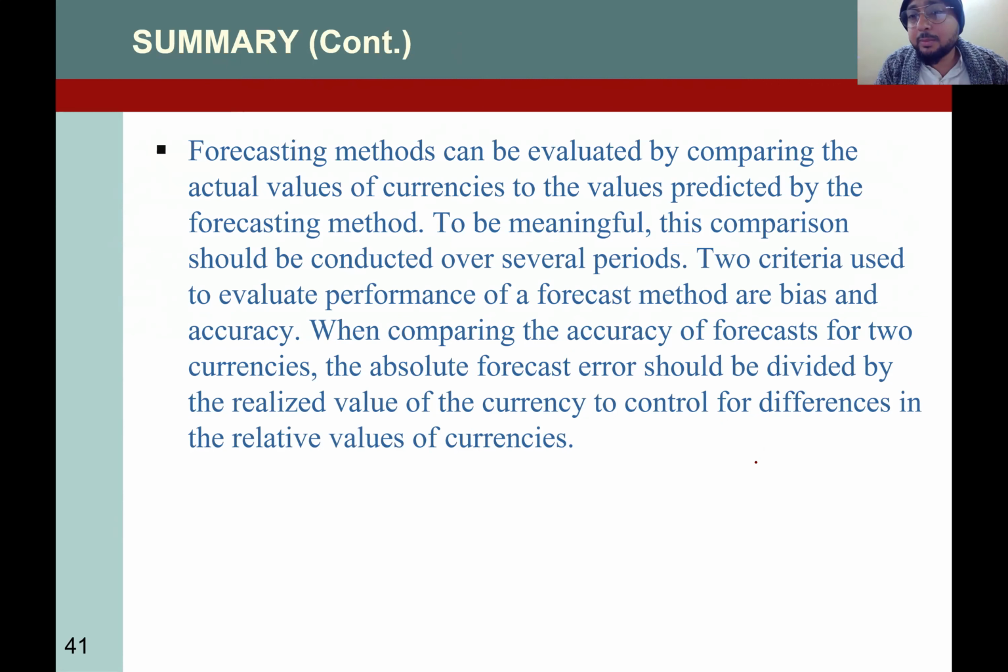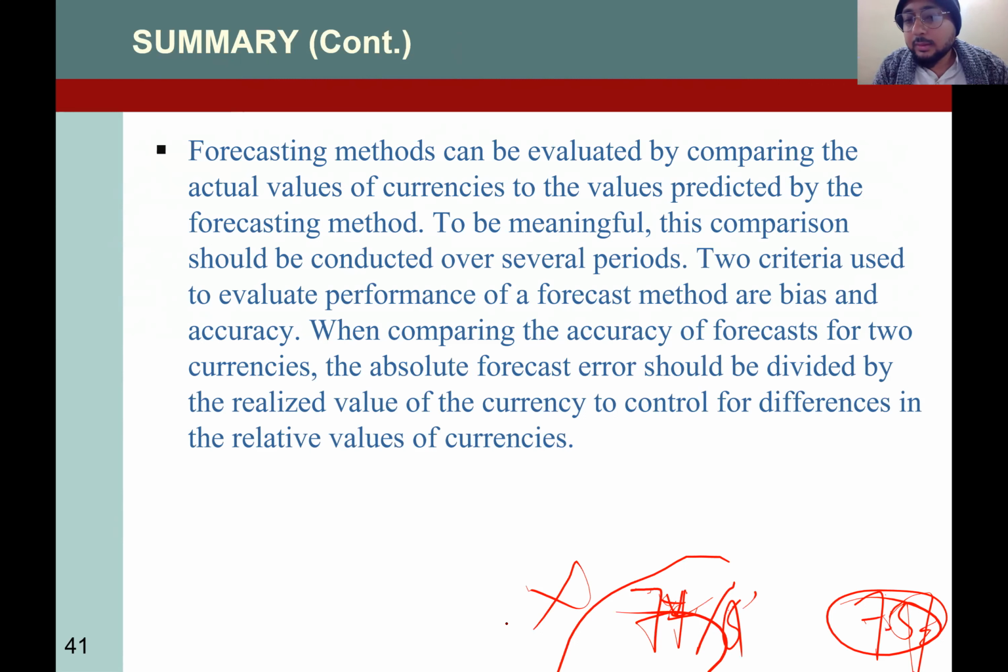So forecasting methods can be evaluated by comparing the actual values of currency to the values predicted by the forecasting method. So if you want to evaluate whether this method is good or bad, you can only find out after the reality happens. If you forecast that the yuan would be 7 yuan per dollar, but in reality it is 7.5, it means forecasting did not produce the outcome desired. To be meaningful, this comparison should be conducted over several periods.